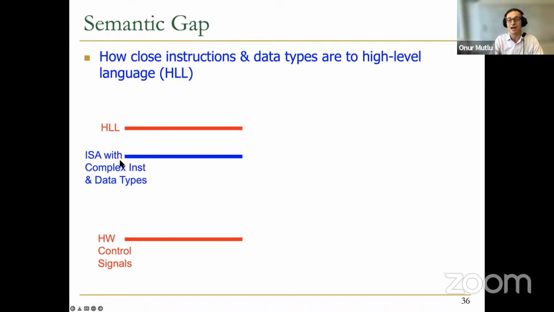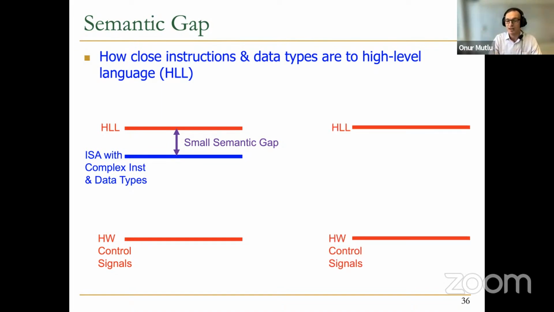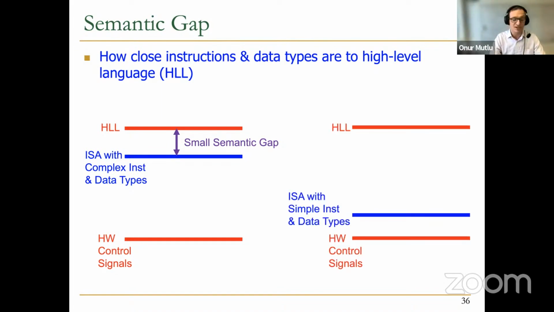So an ISA with complex instruction and data types is closer to the high-level language, and we call that a small semantic gap. And complex x86, for example, definitely has a small semantic gap. But VAX and some older ISAs actually have even smaller semantic gaps. Some machine learning accelerators today have even smaller semantic gaps so that they can map the machine learning constructs to the hardware accelerator. If you look at the simpler ISA, meaning an ISA with simple instruction and data types, it's much closer to the hardware control signals, with large semantic gaps.